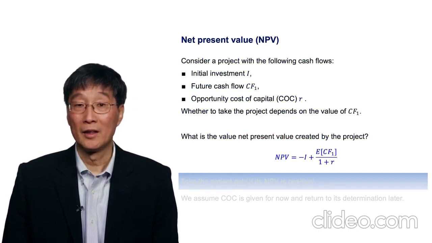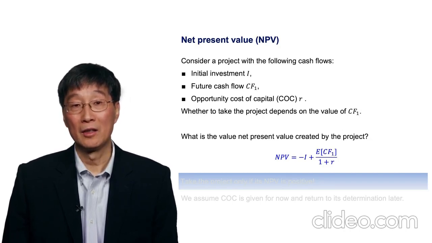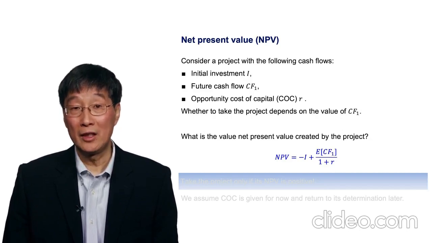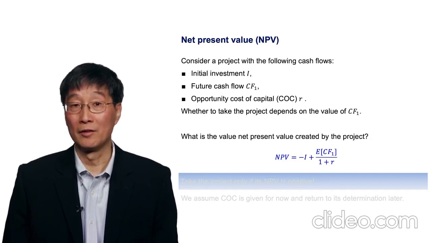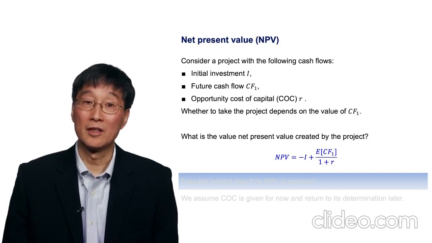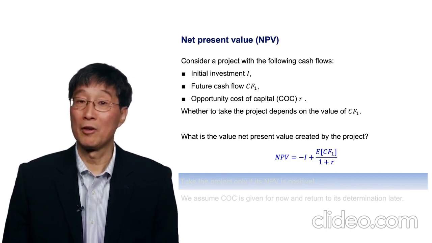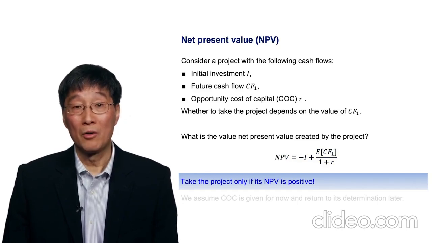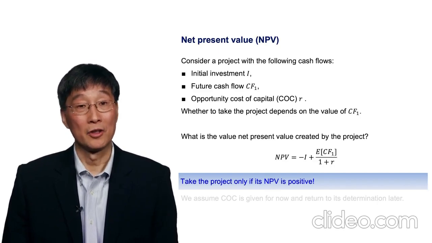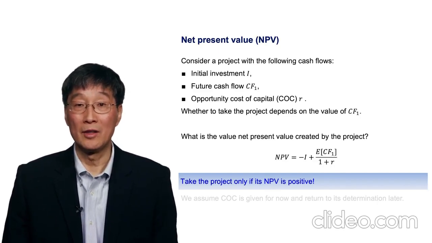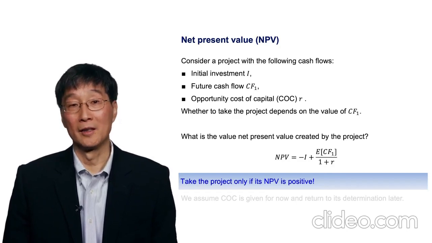This is given by the net present value, or NPV, of the project, which is given by the following formula. The NPV should equal the initial investment, which is minus I, plus the expected cash flow, CF1, discounted at the cost of capital, R. The decision then becomes straightforward. Take the project only if its NPV is positive. The firm's current market value should then increase by the project's NPV when it's taken or known to be taken.